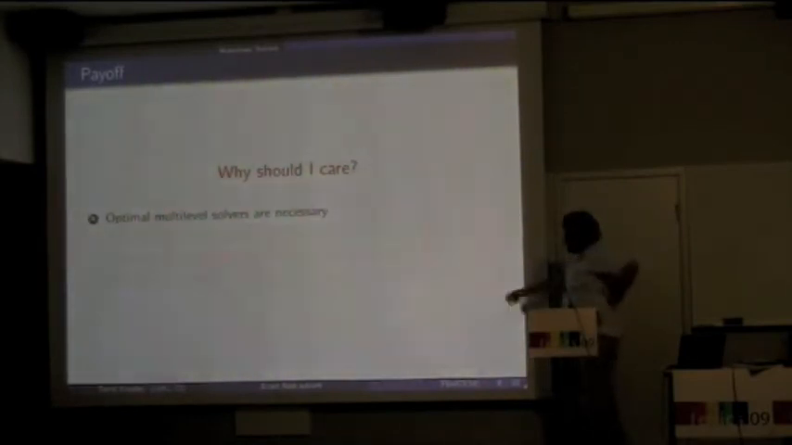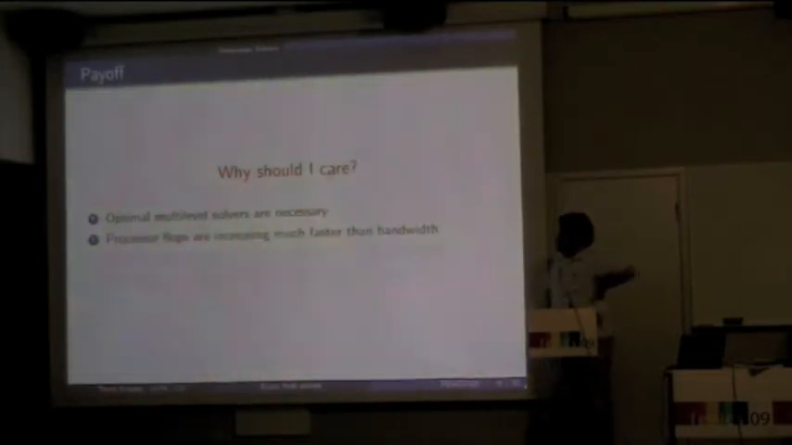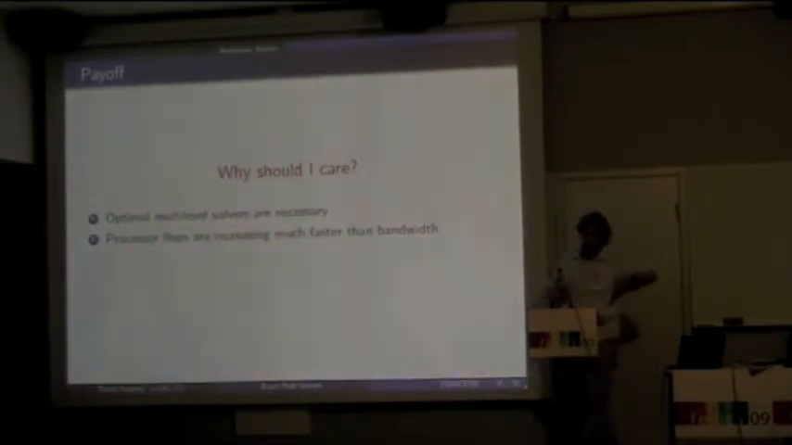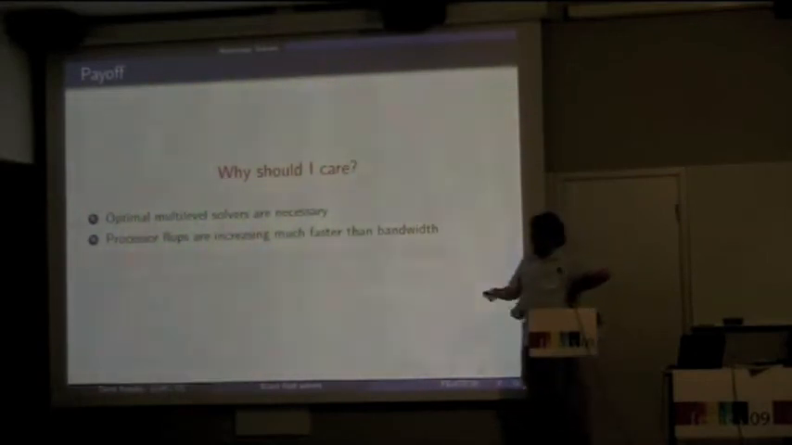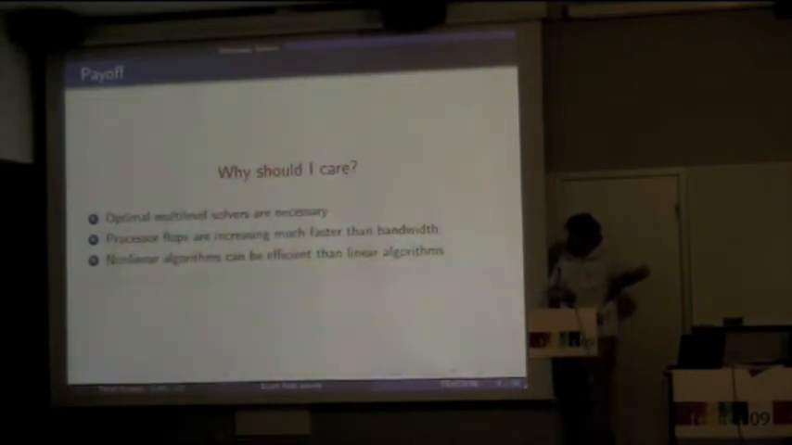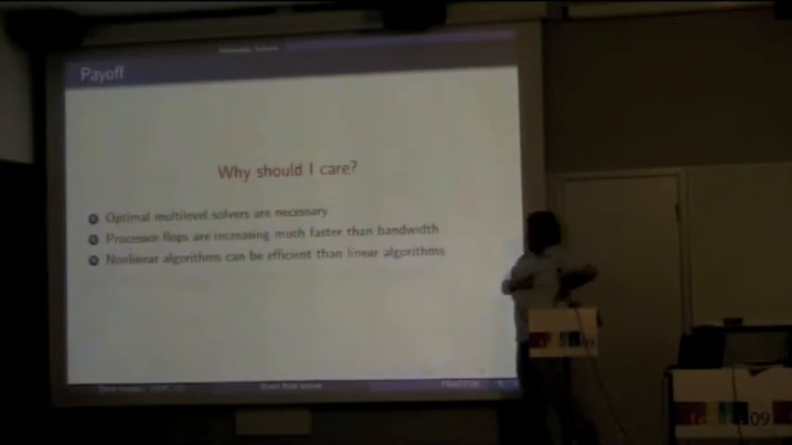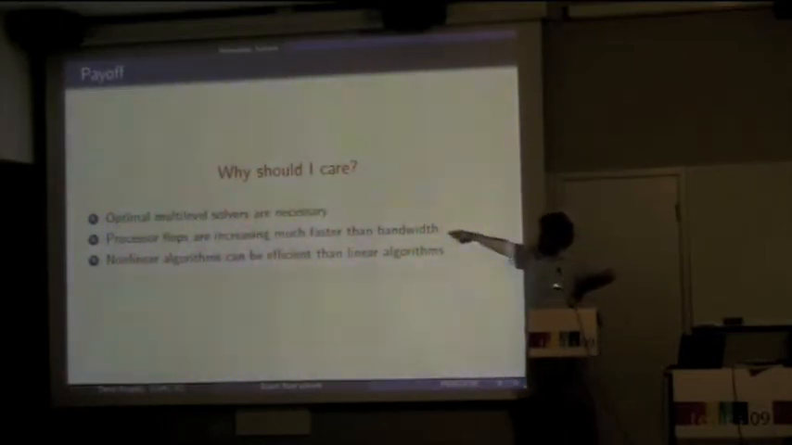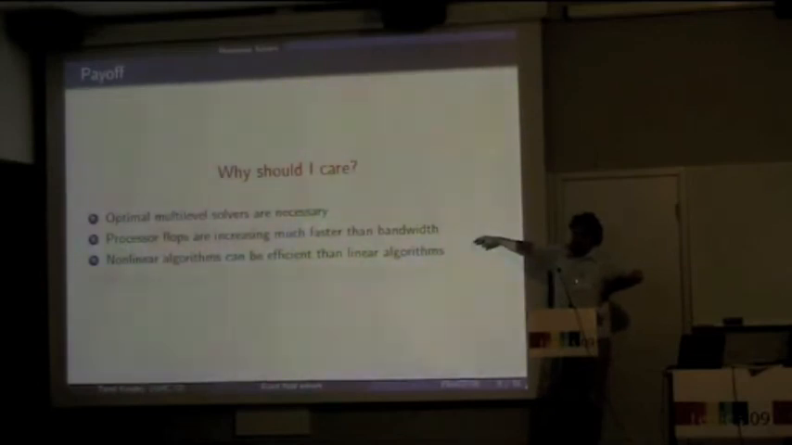Well, one, we want to hit multi-level because multi-level will make it optimal. Two, processor flops are increasing faster than bandwidth, as Scott showed us earlier today. So homotopy methods all work on a path at a time, and if you have a whole bunch of different processors that can work on a path at a time, you have a lot of work and very little communication between them. We can have nonlinear algorithms that are more efficient than these linear algorithms, just because we can use the bandwidth to our advantage.